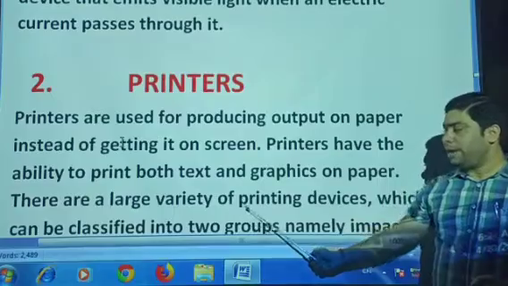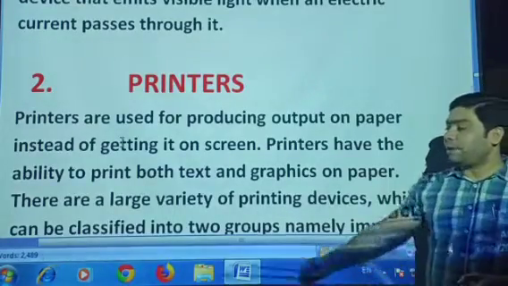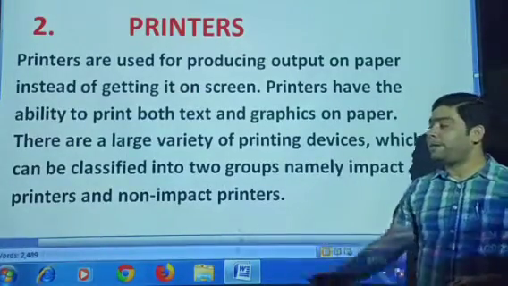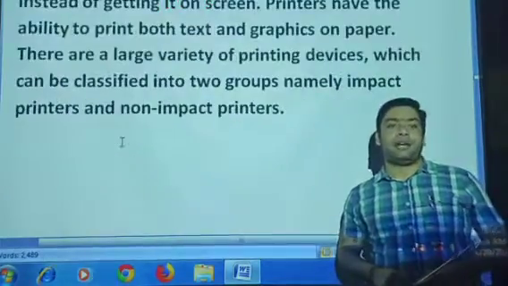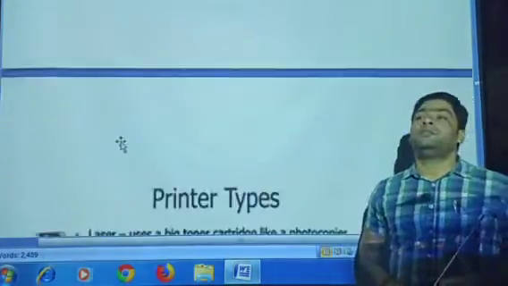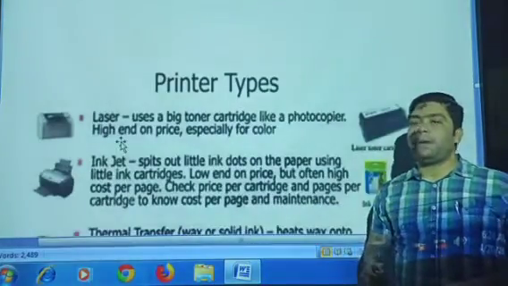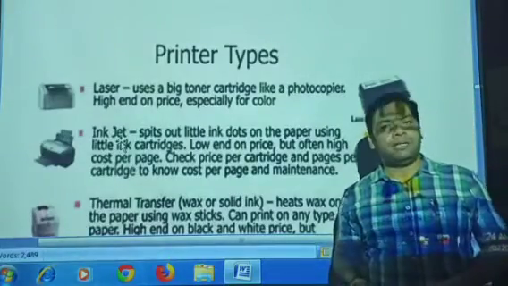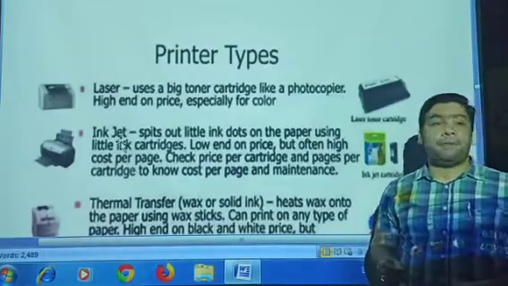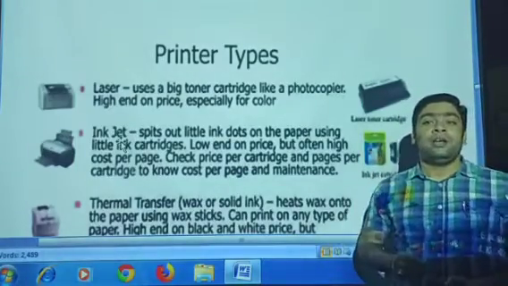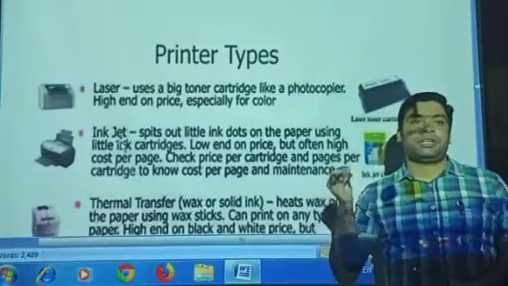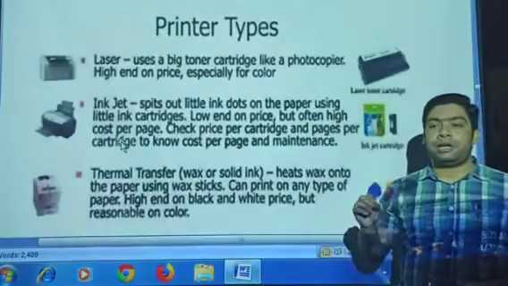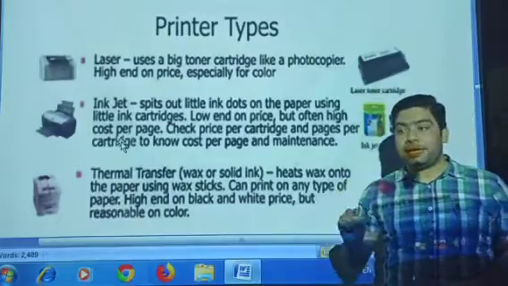There is a large variety of printing devices which can be classified into two groups, namely impact printer and non-impact printer. So a printer is a kind of device which makes the object printed on paper or another object. There are two categories, impact and non-impact. What is the meaning of impact and non-impact? Impact printer means when the printing object directly touches the paper or the sheet, that is called impact. Non-impact is when the printing material does not touch the particular object or the sheet.